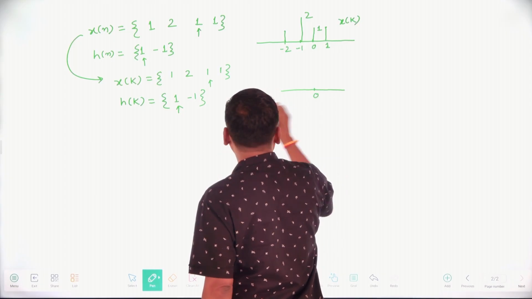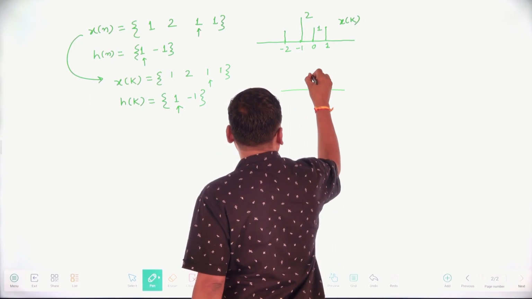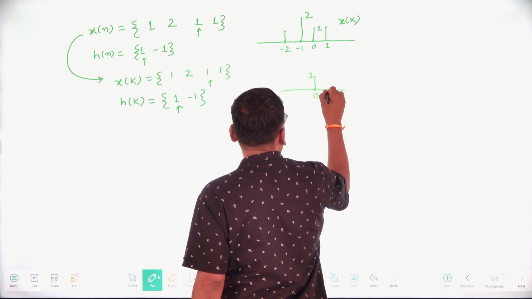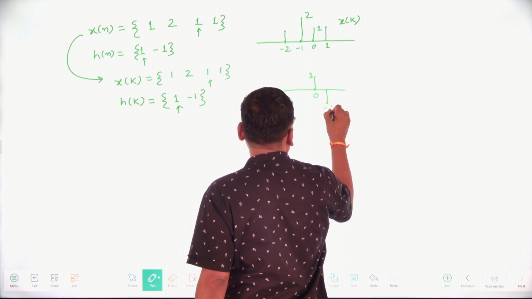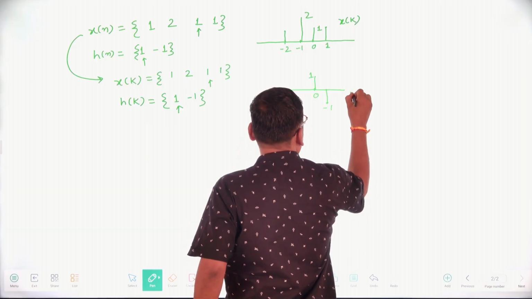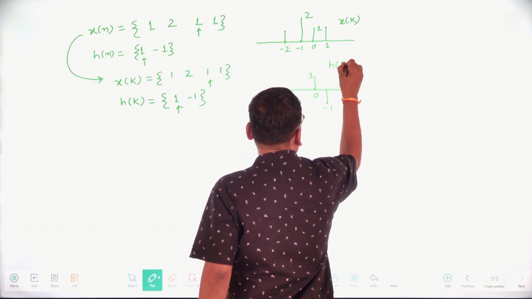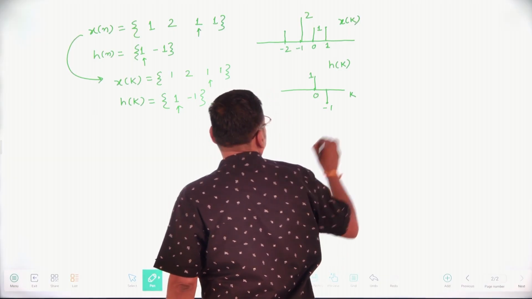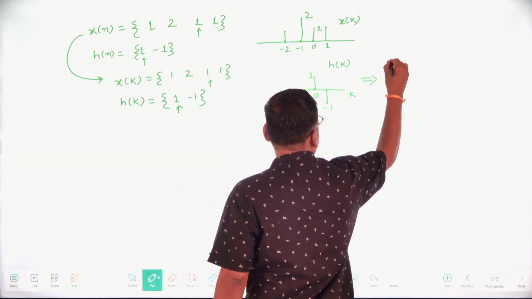For 0, that is 1. And for 1, that is your minus 1. This is your k, this is your h of k. Then we have to find out h of minus k.